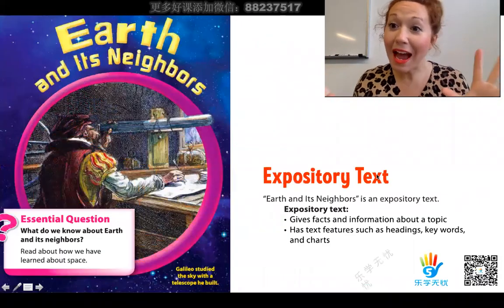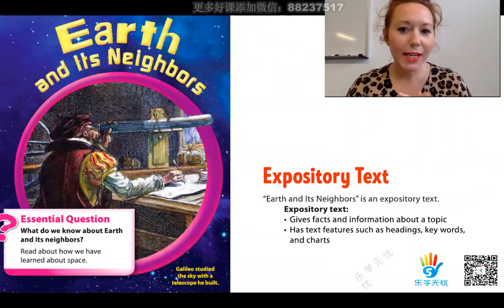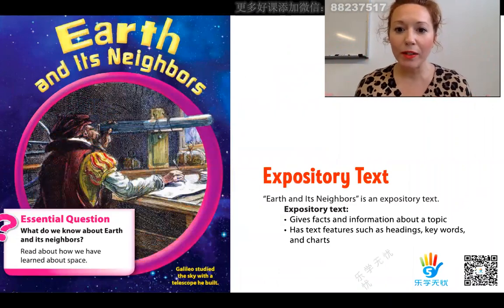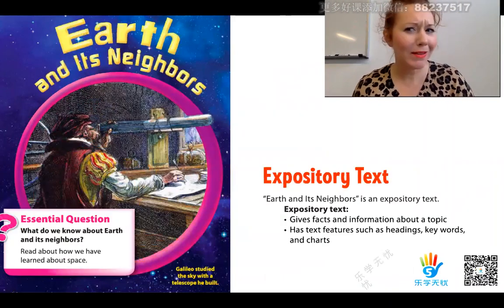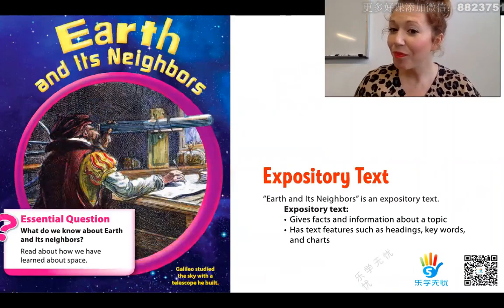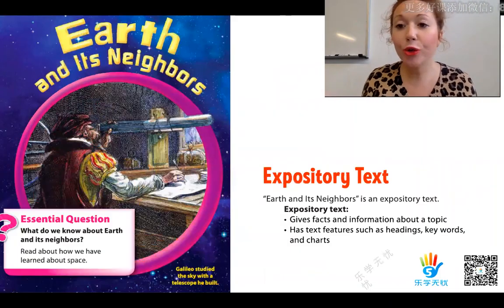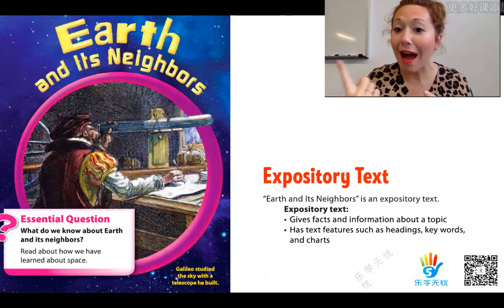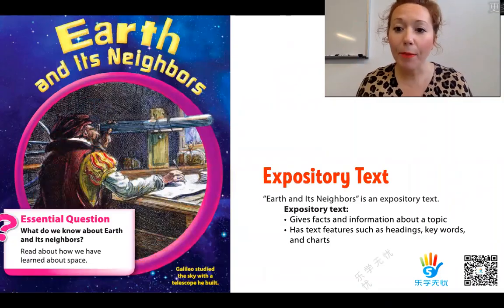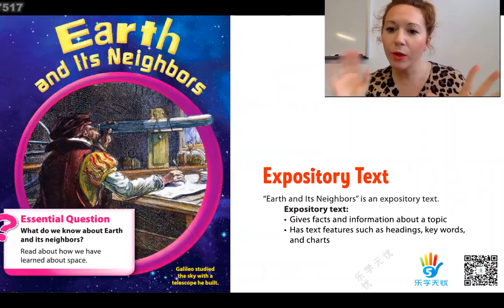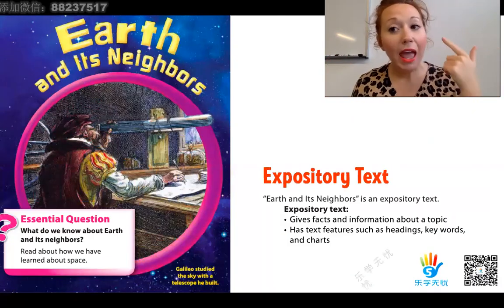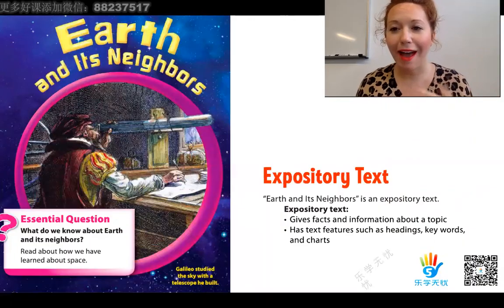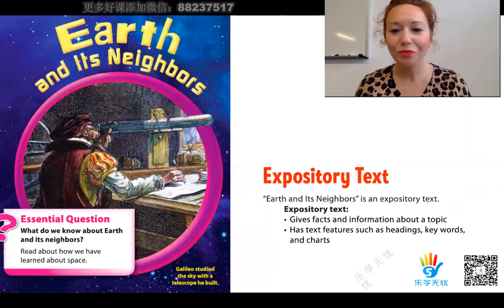Okay, so now that brings us to our main story today. And our story is going to be an expository text. Now, can you remember what an expository text is exactly? Well, it's going to be a true story. So it's going to give us a lot of facts and information about a topic, okay? Now, in our story today, we're going to have things like keywords and headings, and we're going to have some charts that we're going to look at, all to help us understand this topic that we're learning about.